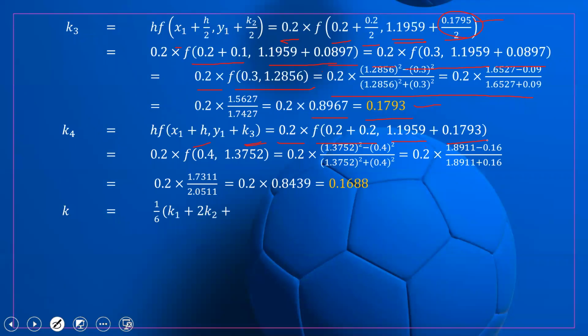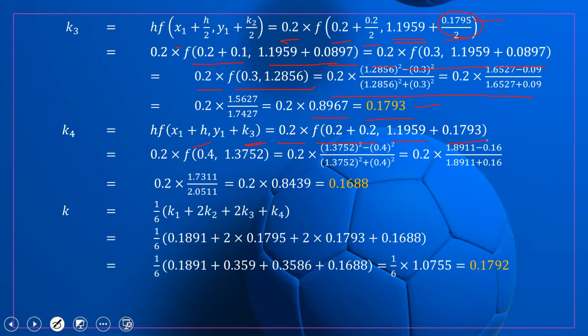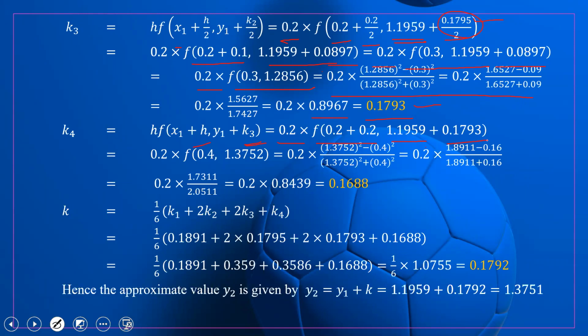So the final k is equal to the average, k1 plus 2k2 plus 2k3 plus k4 divided by 6, which is 0.1792. Hence the approximate value of y2 is given by y2 equals y1 plus k, which is 1.1959, the value of y1, plus 0.1792. So the answer is 1.3751. This is y at x equal to 0.4, which is 1.3751. So this is the second step, or second iteration.